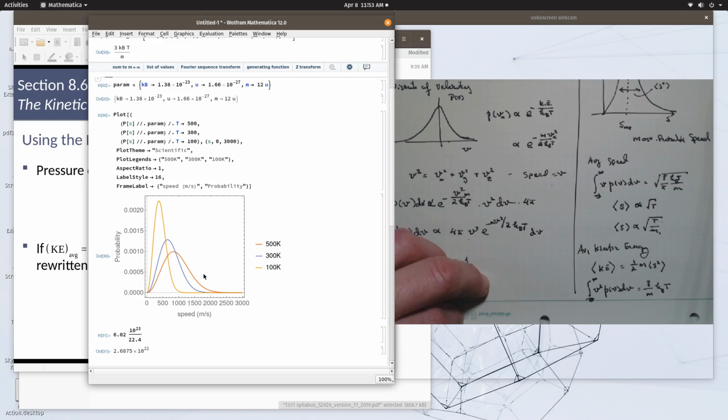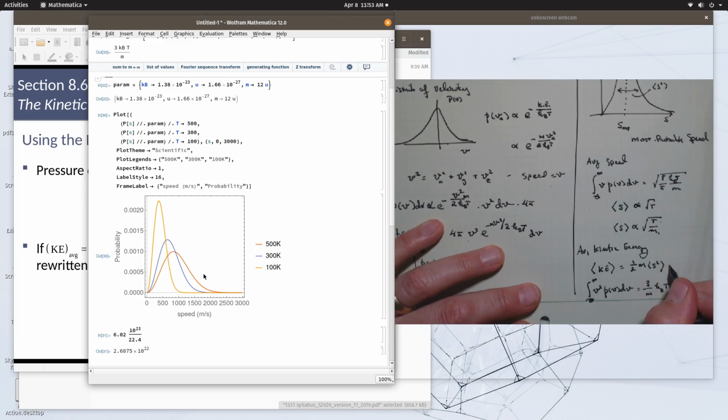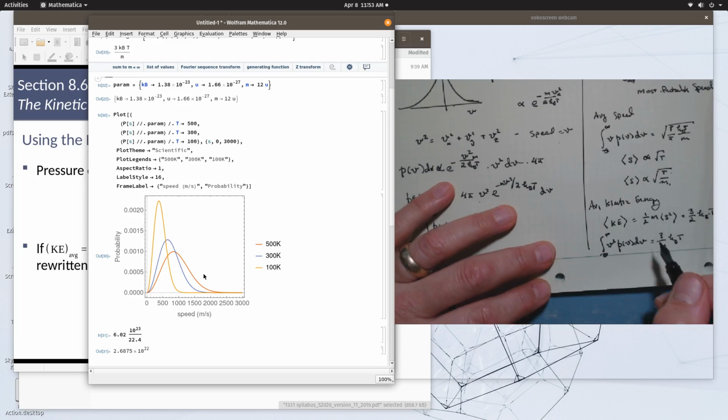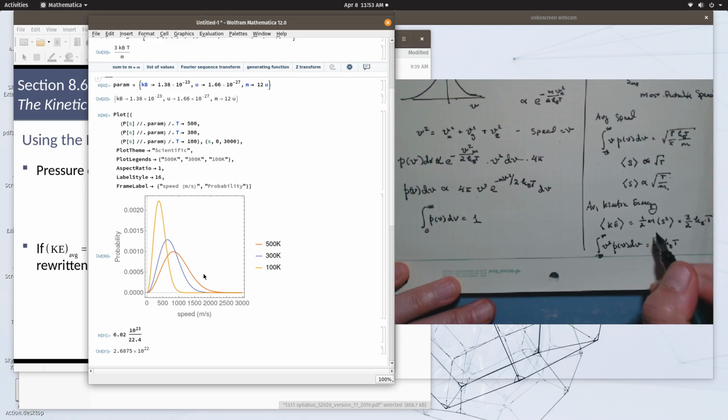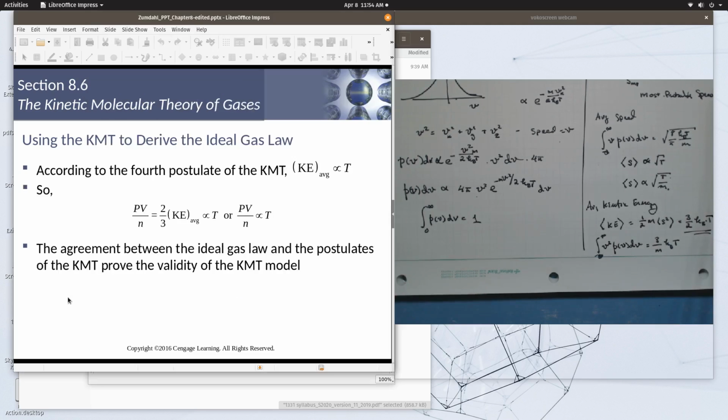And therefore the average kinetic energy for an ideal gas is 3/2 kB times T. And you notice that is independent of the mass. Mass cancels out in all of this. This is independent of the mass. This is the average kinetic energy. So when you measure the temperature of a gas, you're actually measuring the average kinetic energy of that gas. Okay? And that's what we have back here.